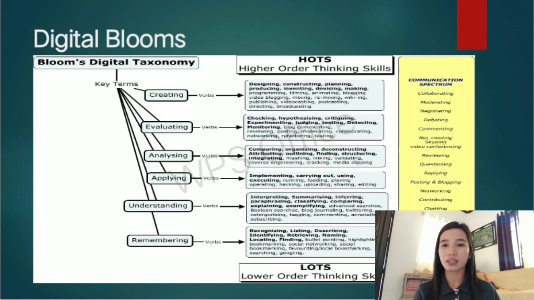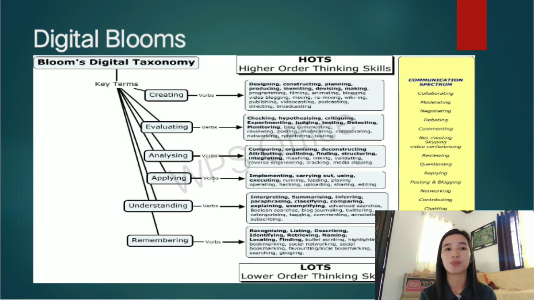So from the next slide, as you can see, the digital Bloom's describes the higher order thinking skills and the lower order thinking skills. From the higher, we have creating, evaluating, analyzing, applying, understanding, and remembering. So creating is explaining how to design, constructing, planning, and producing. Evaluating means checking, hypothesizing, critiquing, or experimenting.